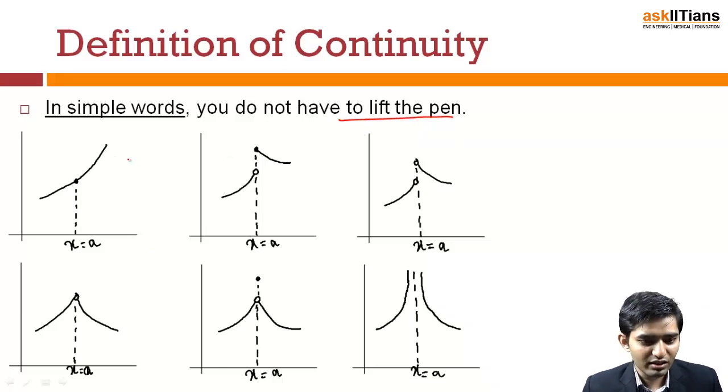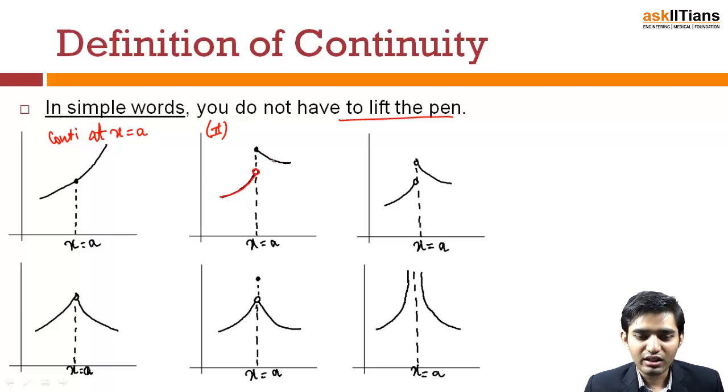Like see, for example, in this graph, if I draw the graph of this function, I will not have to lift the pen, right? So this graph is continuous at x equal to a, because I don't have to lift the pen at x equal to a. But if I try to draw this graph number 2, then at x equal to a, I will have to lift my pen, right, because here and then here.